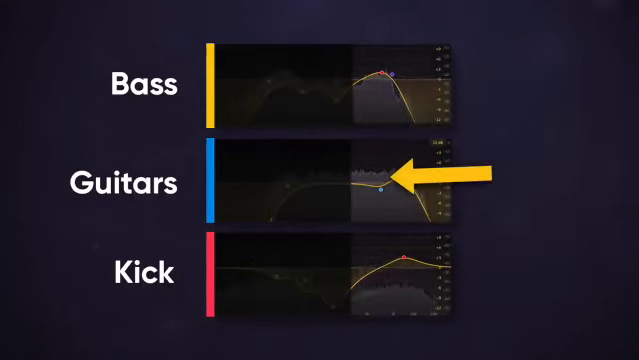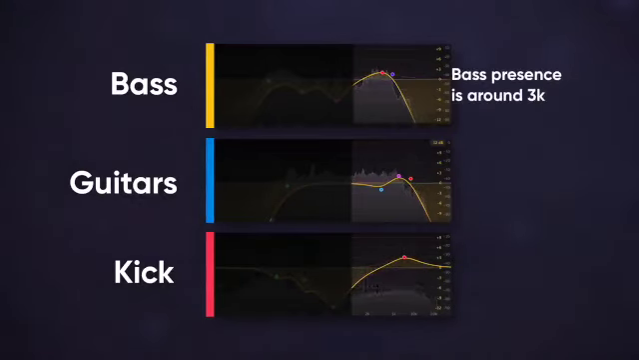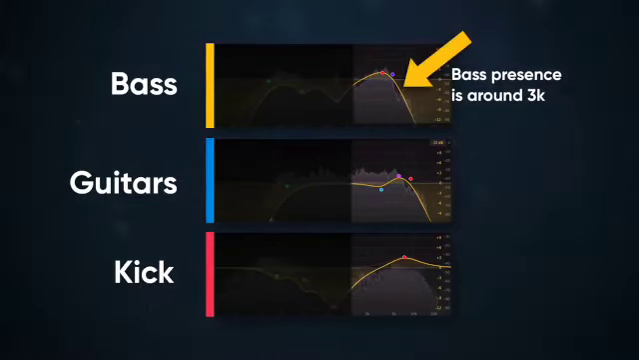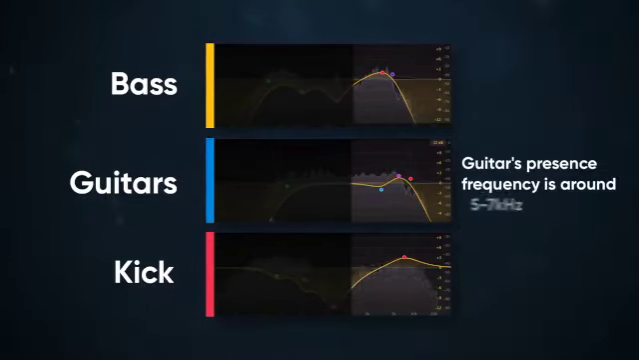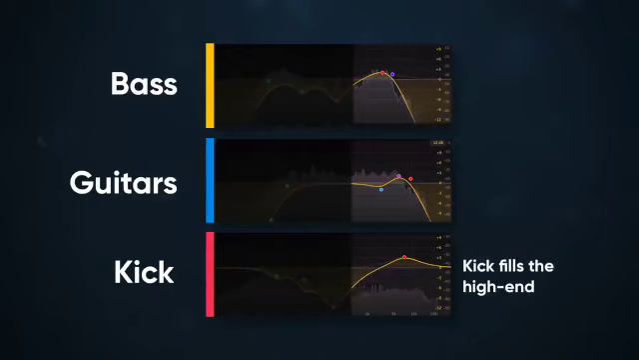Guitars have a lot of harshness in the upper mids, but that's the presence frequency for the bass. From 3000 to 4500 Hz, the bass takes priority. The bass will roll off from there, and the guitar will take priority again. The guitar's presence frequency is around 5000 to 7000 Hz. Then the rhythm guitars will start to roll off, leaving the kick to fill in the high end.